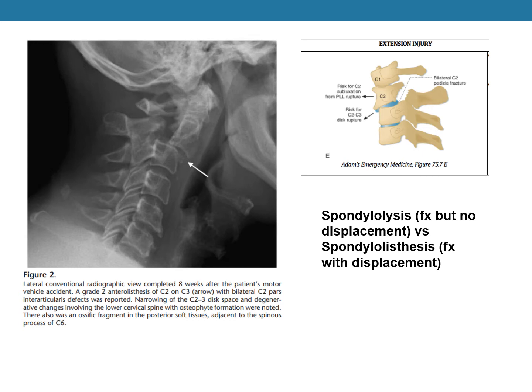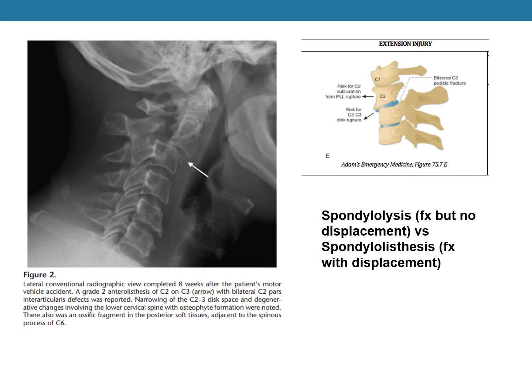So that would be a fracture with displacement. And if you read the figure legend for that particular radiograph, they talk about a fracture in the pars region with an anterior listhesis. All that means is that it's an anterior or forward slippage of that vertebrae compared to its segment below. And so if we see a fracture but no displacement, we call that spondylolysis.